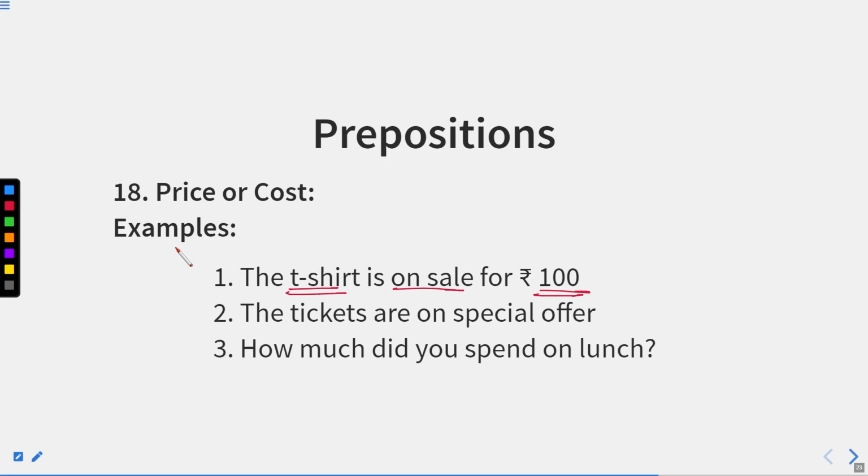The tickets are on special offer. How much did you spend on lunch? So to show that particular cost, we can use on. Also, for example, there was a discount on marked price. So 10% discount on marked price. So we can use the preposition on in such cases as well.